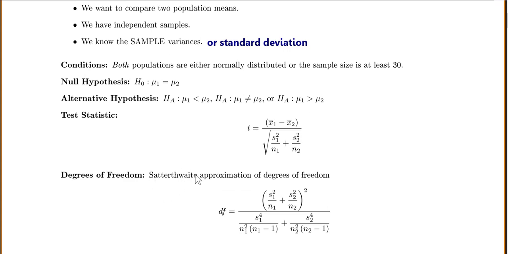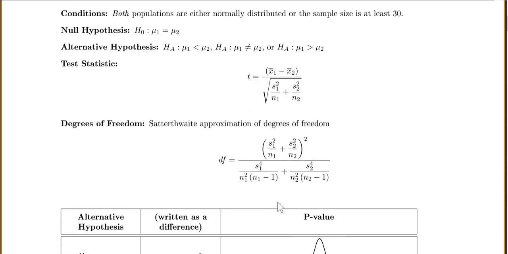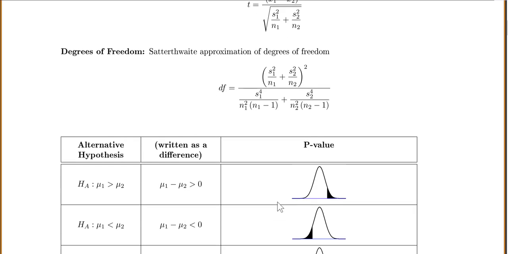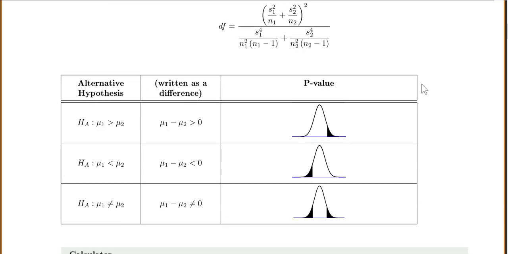Okay. And we have to use a Satterthwaite approximation of degrees of freedom. You'll notice this is a very long, very complicated looking formula. Surprisingly, that's the easiest, best way we can find to find our degrees of freedom for this test. Okay. But luckily, we're going to put it in our calculator. Okay. And for our p-value, remember for everything we've done, our p-value is just always the area in the tail.